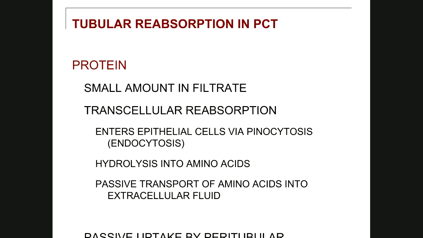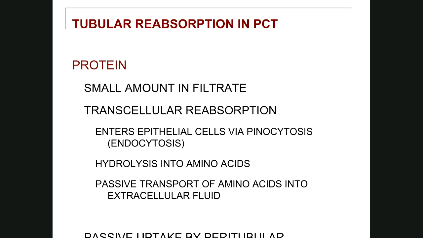The reabsorption of protein happens in the proximal convoluted tubule. The proteins are very small in their amount in the filtrate. So normally we should not have protein in the Bowman's capsule.